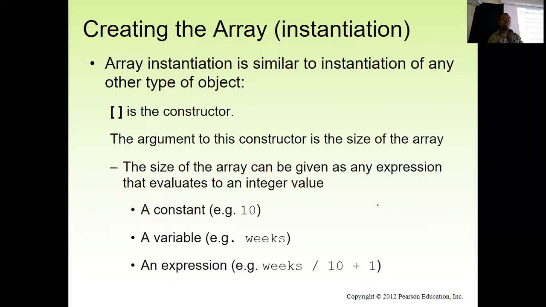Now, I told you this already that the square bracket is the constructor, all right? And we need an integer value, which could be either, as I said, a constant, where you insert a value, a variable, or some expression that calculates and always gives you an integer value. All right?